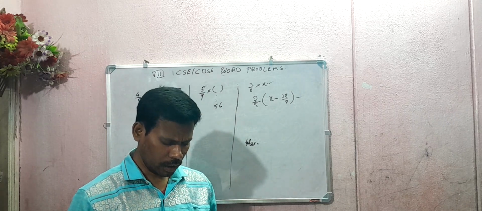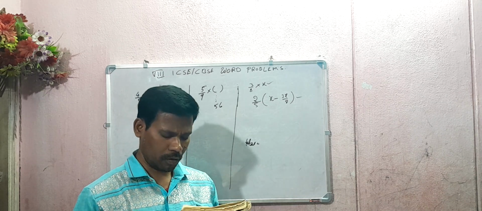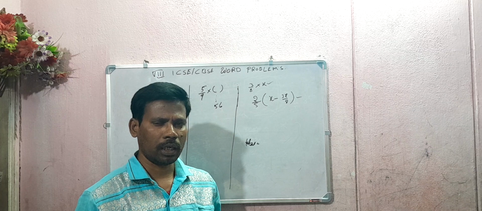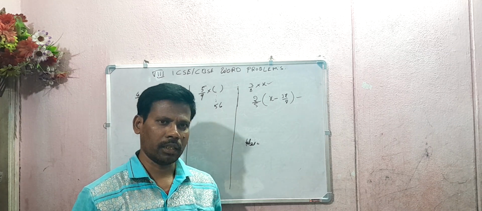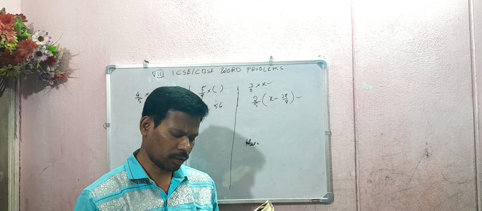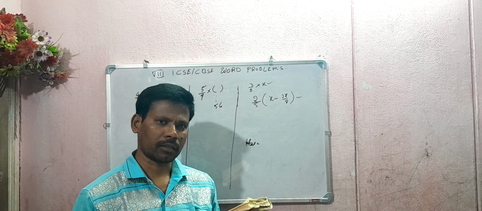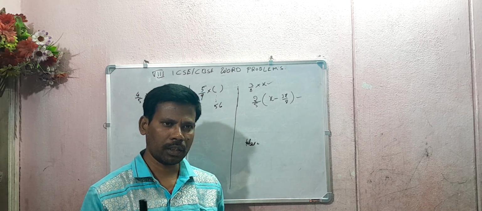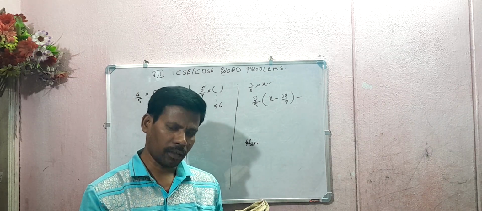I will read out the question. Kavita read 3 by 8 of a book on a day. 3 by 8. So that means there is one book, a story book like that you are reading, and that she has read 3 by 8 of a book on a day. That means for one day she has read, out of 8 she has read 3 parts, and 2 by 5 of the remainder. Remainder means after reading some pages, the remaining pages will be there now. That she read on second day.